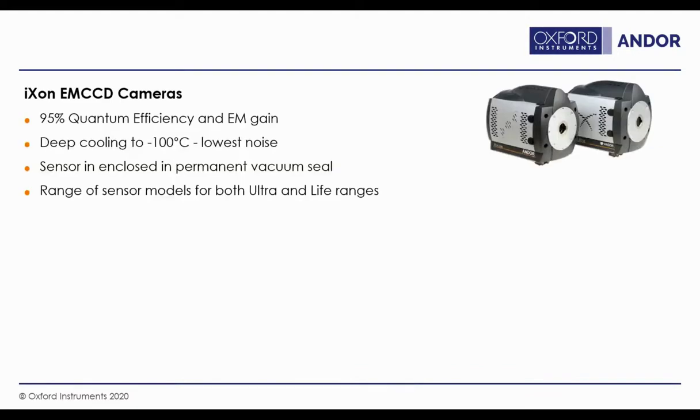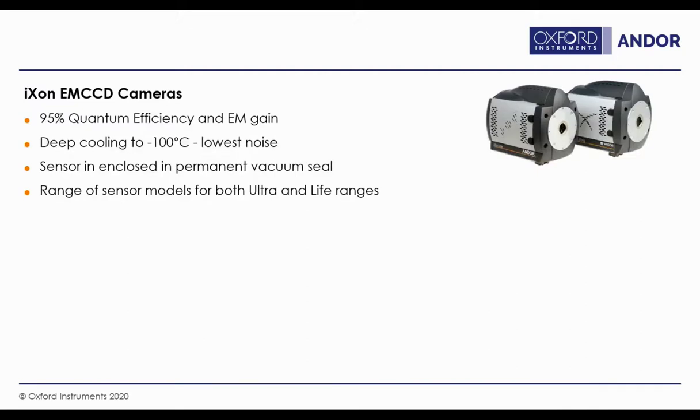Some of the main points about the iXon EMCCD cameras are the sensitivity that they can provide, which is achieved through 95% quantum efficiency, which means that 95% of the photons which hit that sensor are converted into an electronic signal, and of course the EM gain that's unique to these cameras that I mentioned.